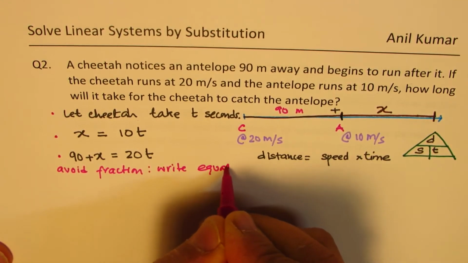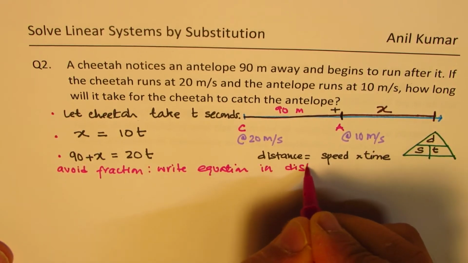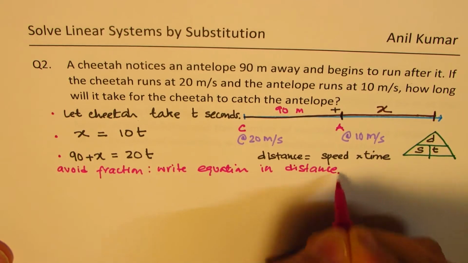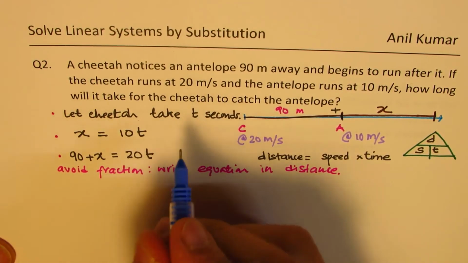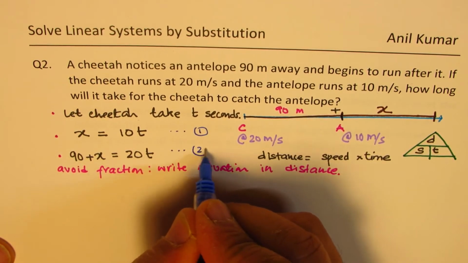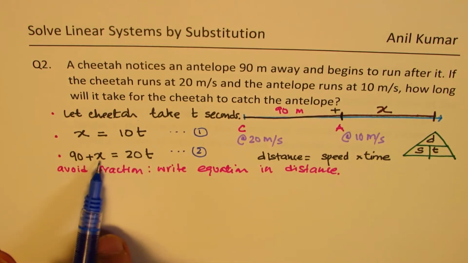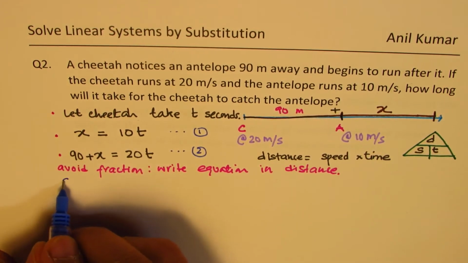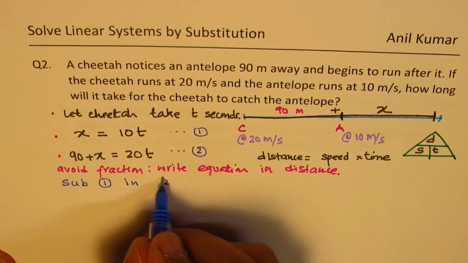Write equation in distance. Correct? So that is a key. So let me number these two equations 1 and equation 2. So now we can substitute the value of x in equation 2. So we'll do the substitution, which is sub 1 in 2.